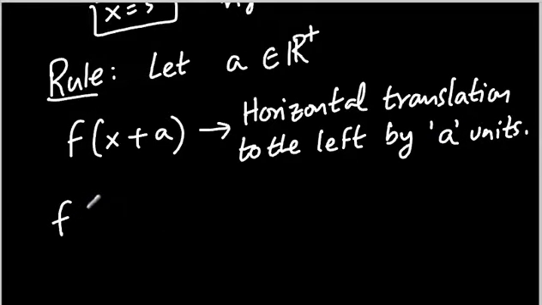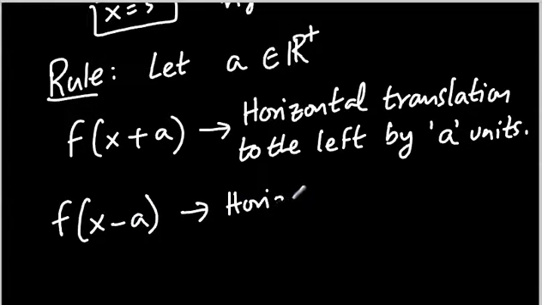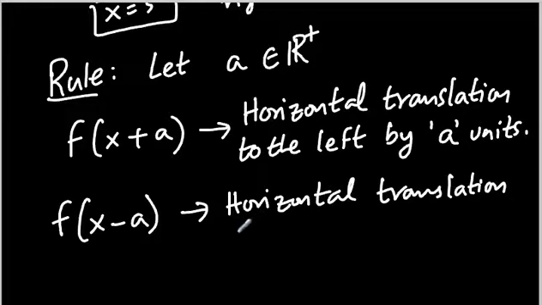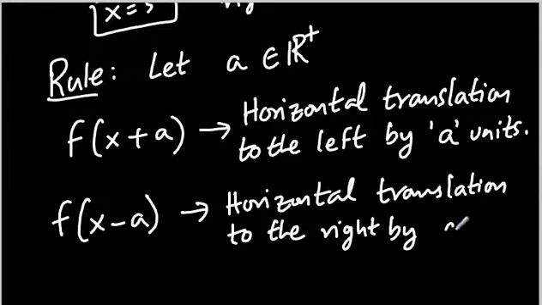Let's do the opposite. So what happens when we have a minus? This would simply mean it's a horizontal translation to the right by a units. So remember the counterintuitive principle. When you see a plus inside the f, it means to the left. When you see a minus inside the f, it means to the right.